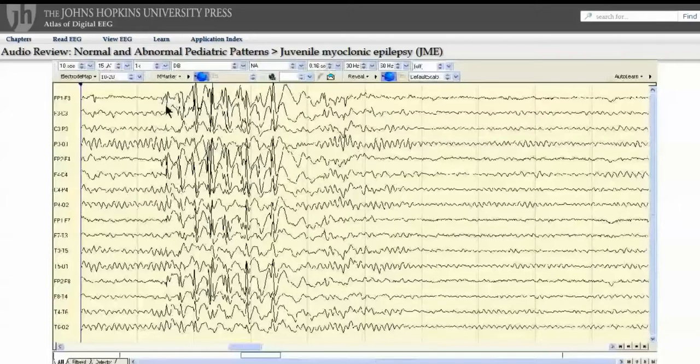These bursts of polyspike and spike slow wave at 4 to 4.5 Hertz in an adolescent would be typical of a genetic epilepsy and is often associated with juvenile myoclonic epilepsy.